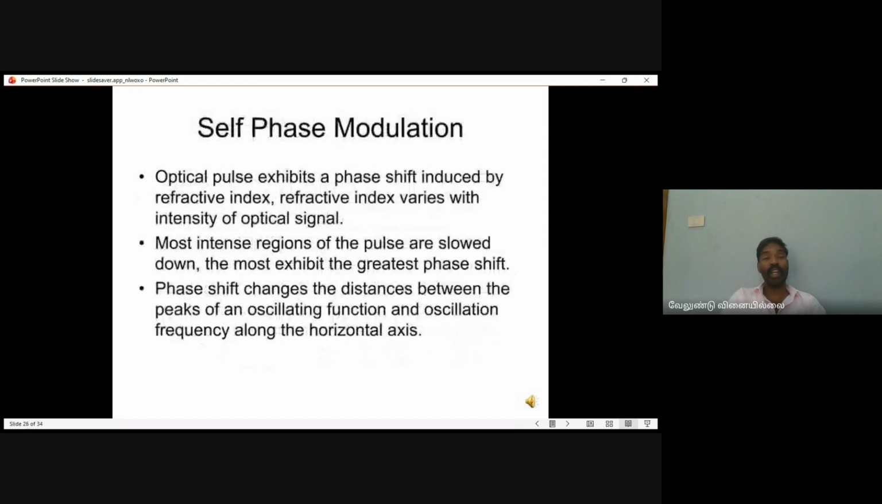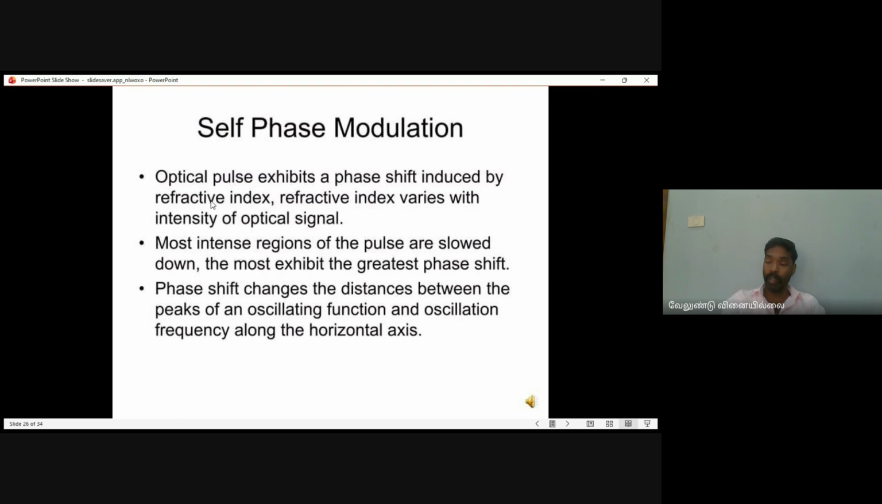Next one is self-phase modulation. Self-phase modulation: the phase shift changes the distance between the peaks of an oscillating function and the oscillation frequency along the horizontal axis. So the optical pulse exhibits a phase shift induced by refractive index. Refractive index varies with the intensity of the optical signal. This is called self-phase modulation. So self-phase modulation depends upon what? Refractive index and intensity of the optical signal.